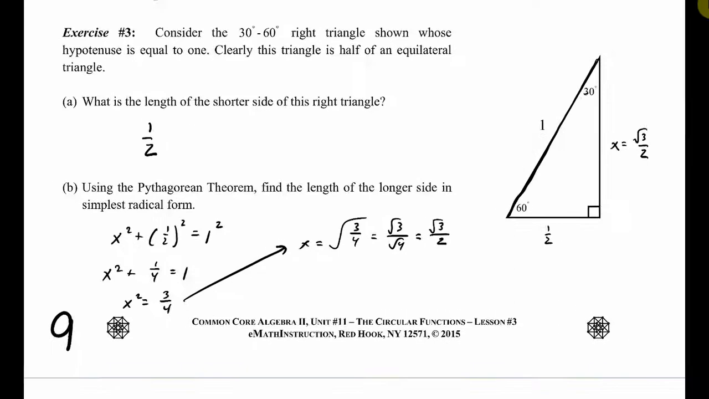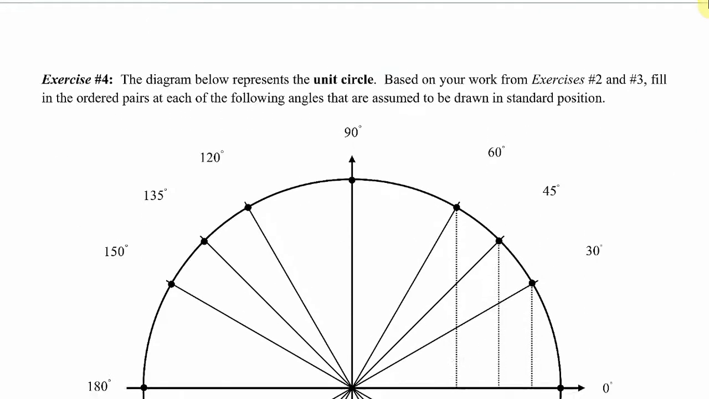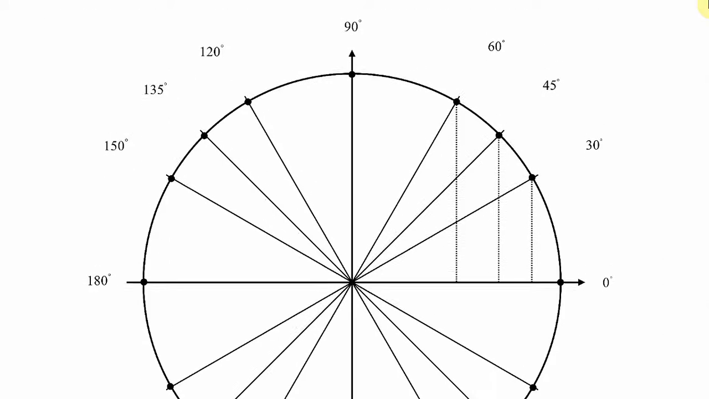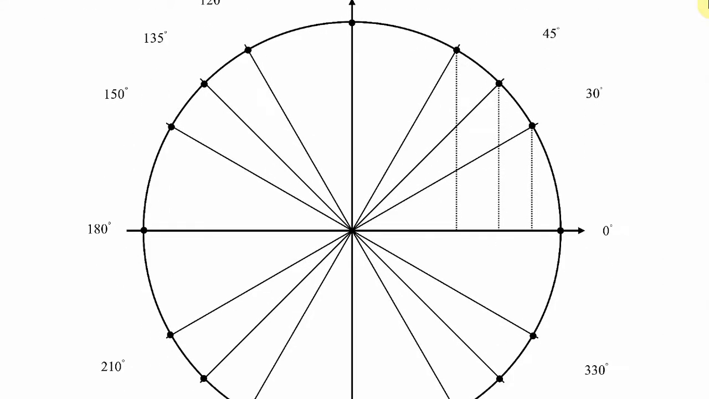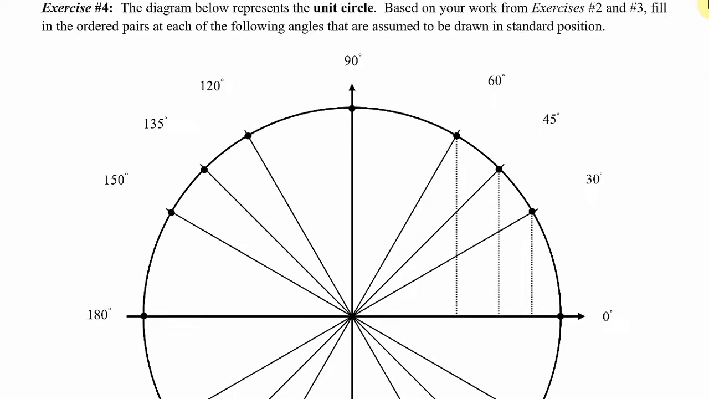So let's see how this stuff now is going to tie into the unit circle. The diagram below represents the unit circle. Okay, the overall circle is centered at the origin. All right. Notice numerous angle measures are labeled here. In quadrant 1 is where we're going to start.